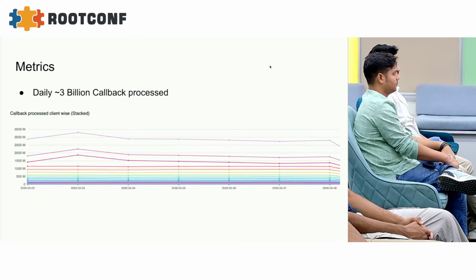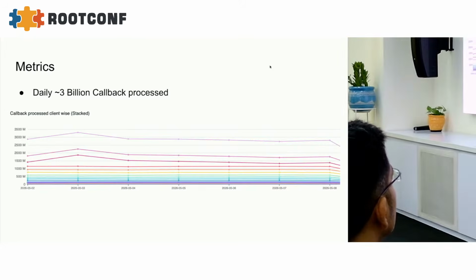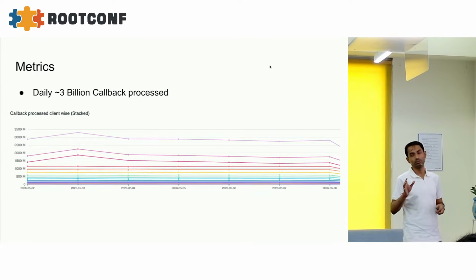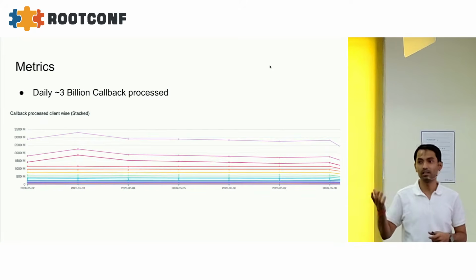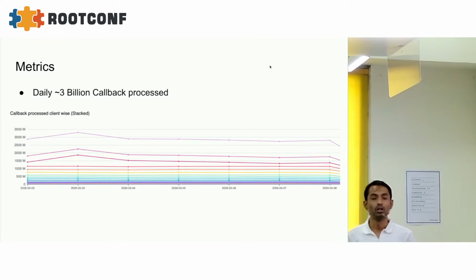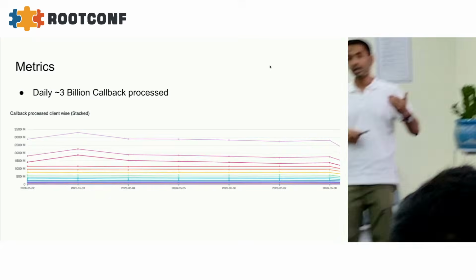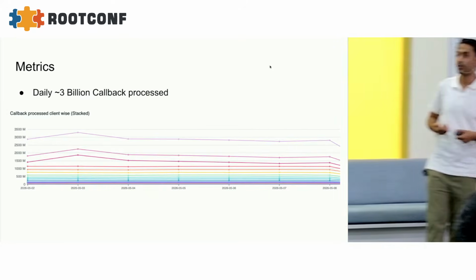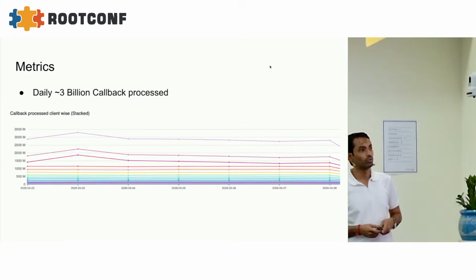We process around 3 billion callbacks daily. So this is a stacked graph. Like the original article says 2 billion. That was last year when I initially submitted this draft for the RootConf. But within around 1 year, our traffic has increased by 50%. So from 2 billion, it's now 3 billion.